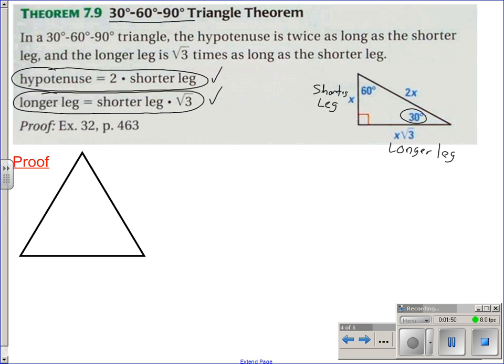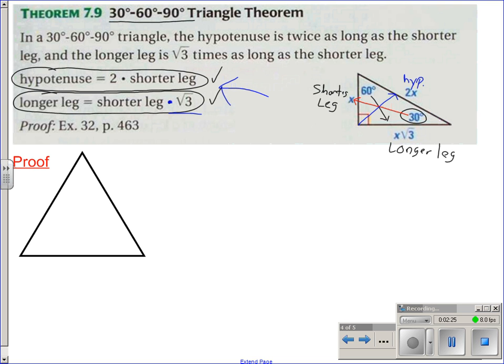And the key thing is it's across from the 60-degree angle. Across from the 30-degree angle, that was the shortest leg. And as always, across from the right angle is the hypotenuse. That never changes. Okay? So you've got to identify the shortest leg, longest leg, and hypotenuse. Once you know what sides you're dealing with, you now know the relationships between them. The hypotenuse is twice the shorter leg. For the longer leg, you take the shorter leg length and multiply it by the square root of 3.